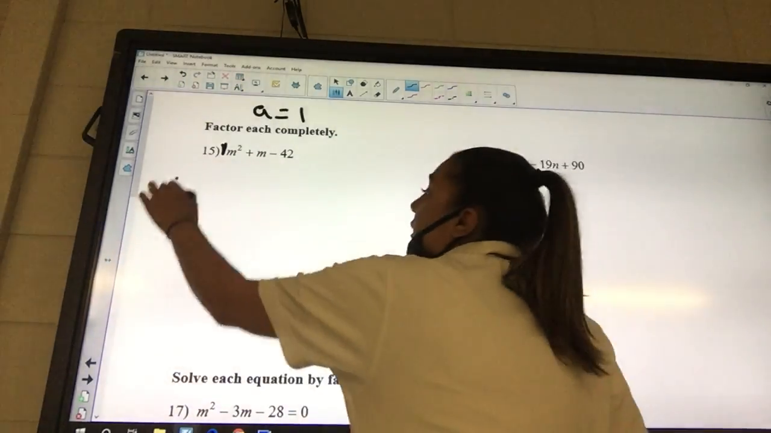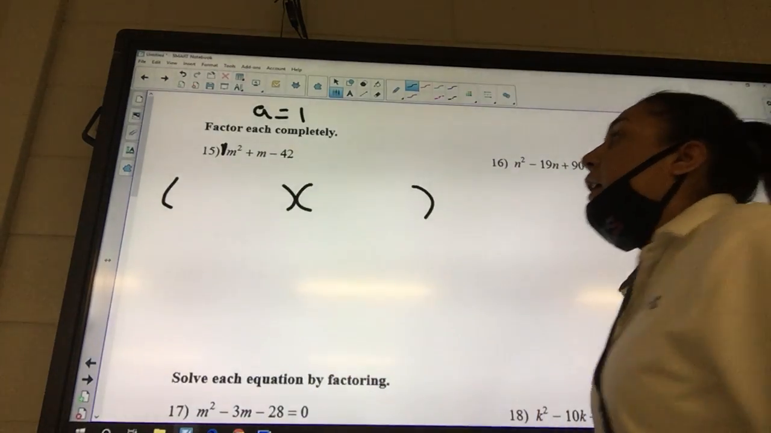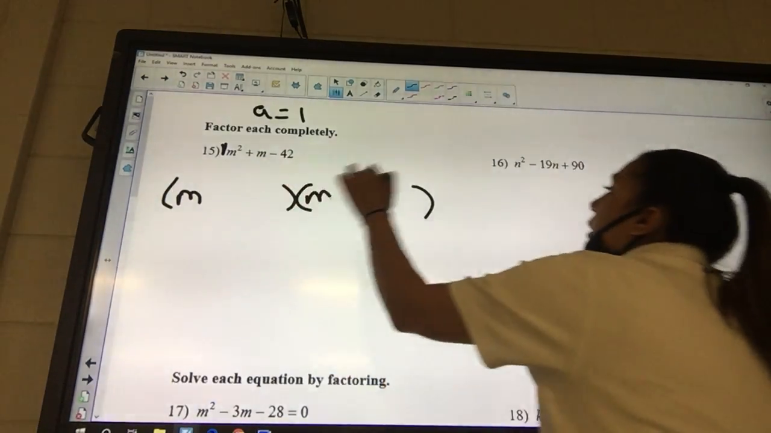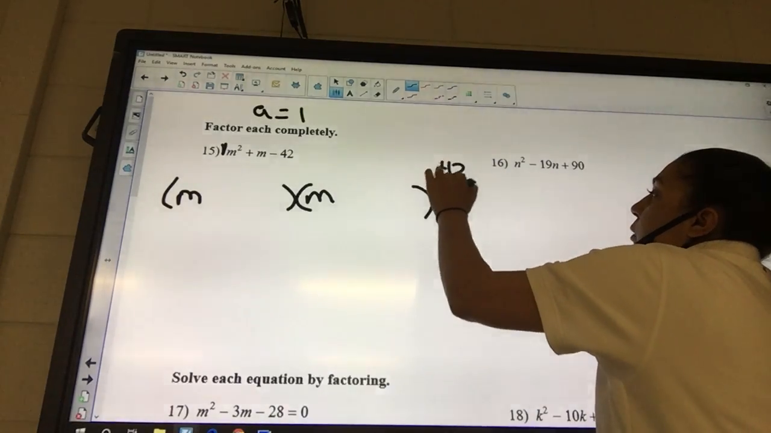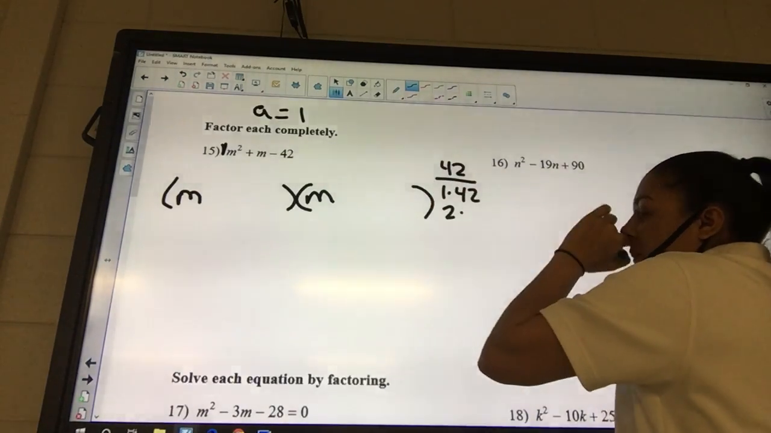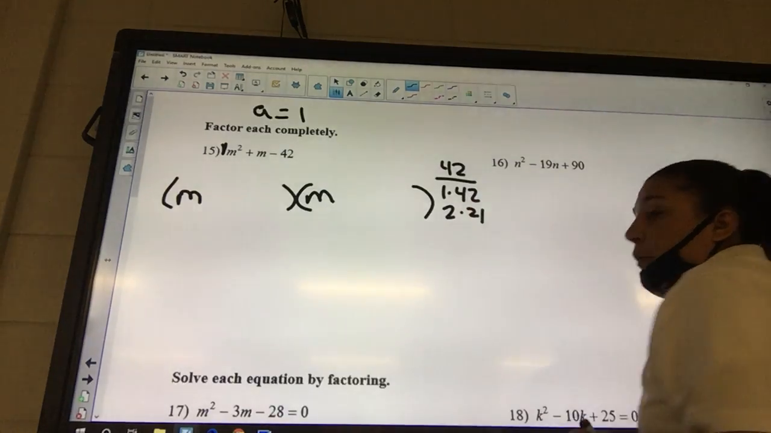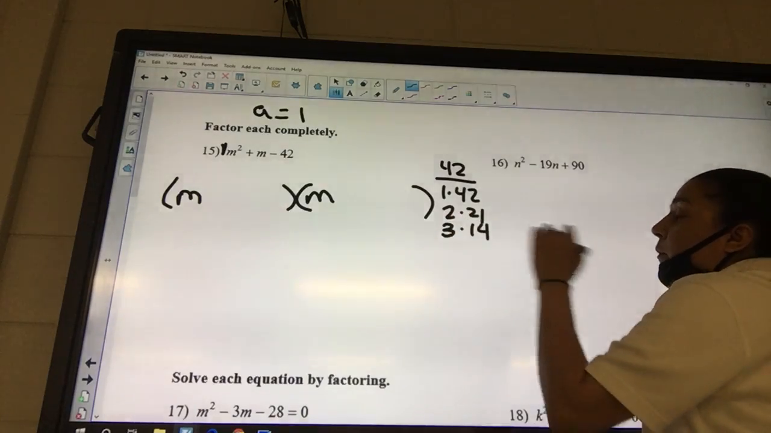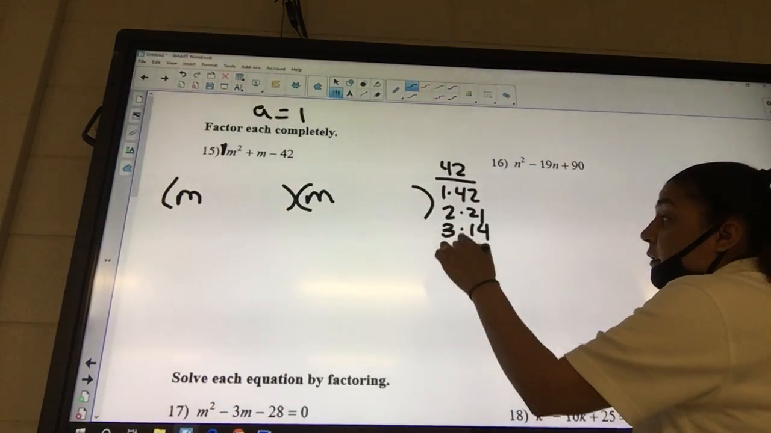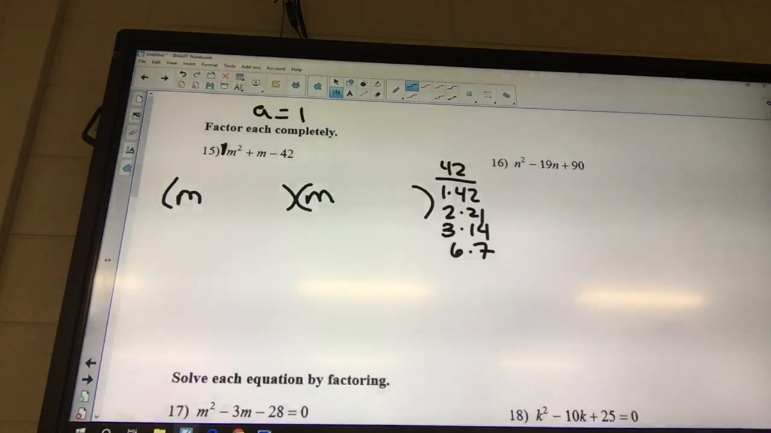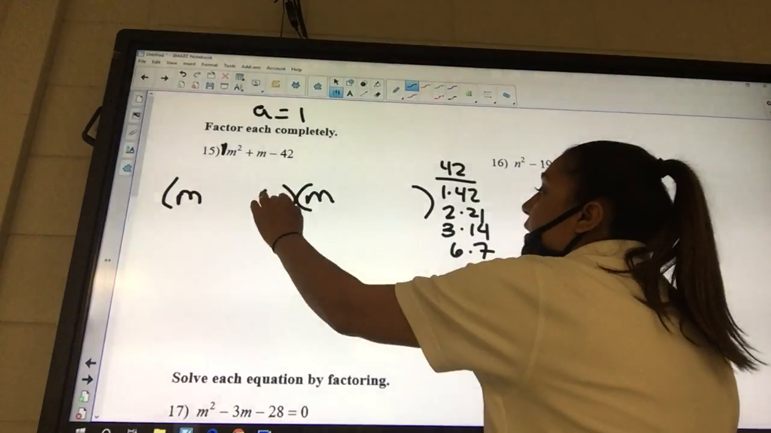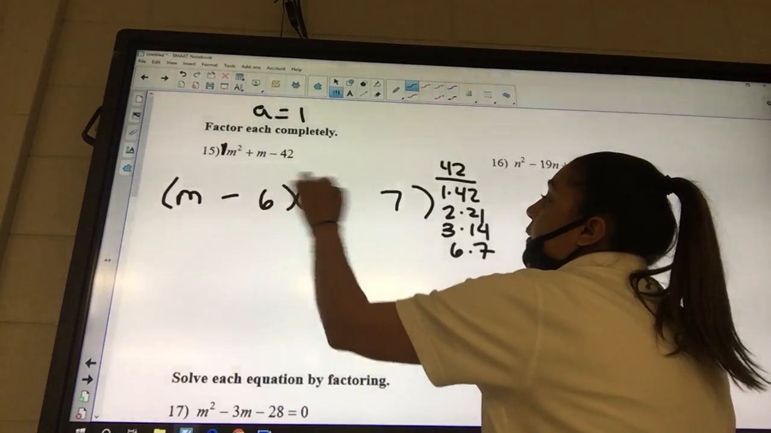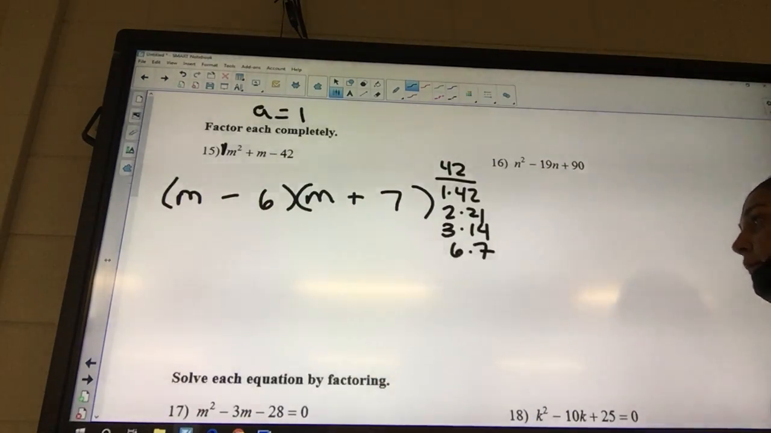So we're gonna draw our parentheses and we fill in the M's. So M and M. We need to find some factors of 42. So 1 and 42, 2 and 21. 3, does 3 go into 42? Yeah, 14. 3 and 14? 4, no. 5, no. 6. 7. Okay, we need something to add or subtract to give me what? A 1. Okay, and what is it? 6 and 7. How can I get a positive 1? Minus plus. Do we stop or keep going? Stop.